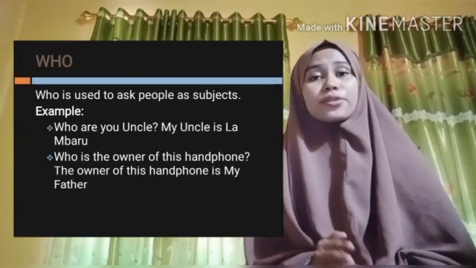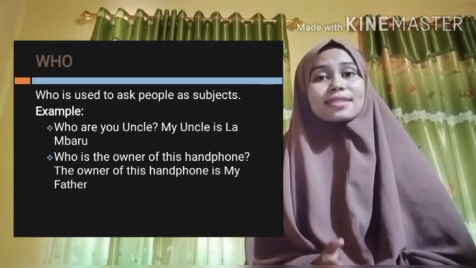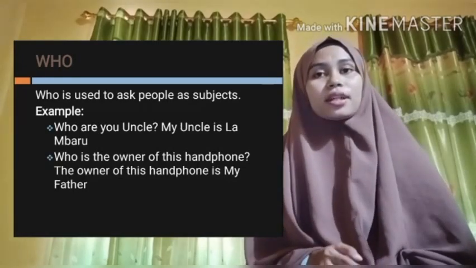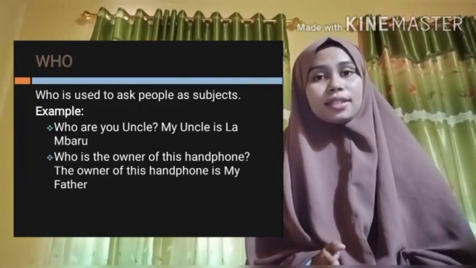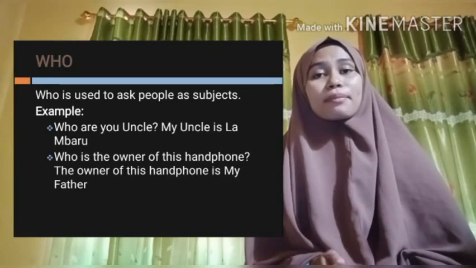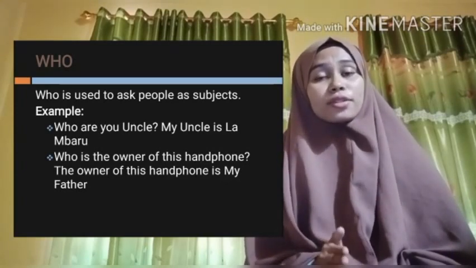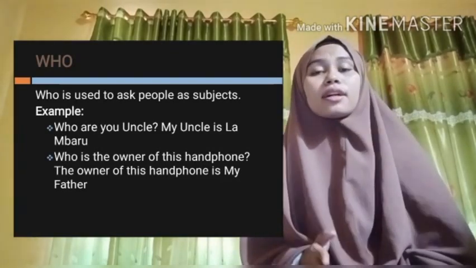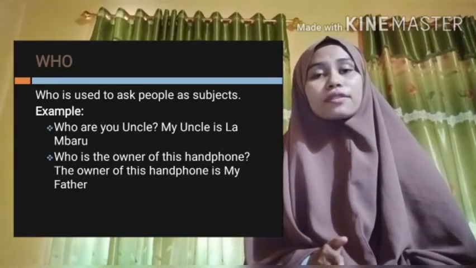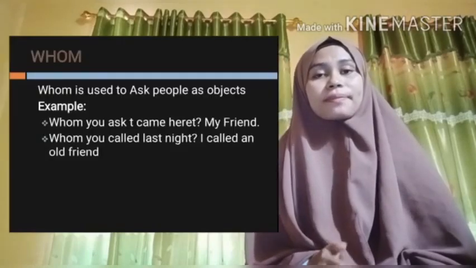Okay, the second is who. Who is used to ask people as subject. For example, who are you, uncle? My uncle is Lambaru. And another example, who is the owner of this handphone? The owner of this handphone is my father.